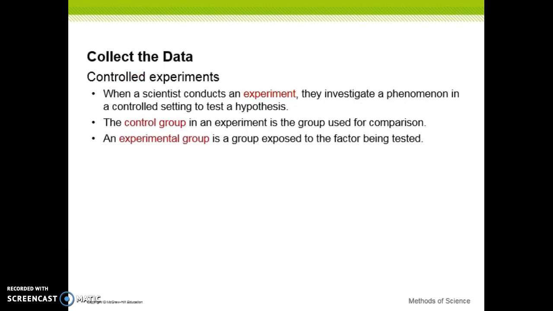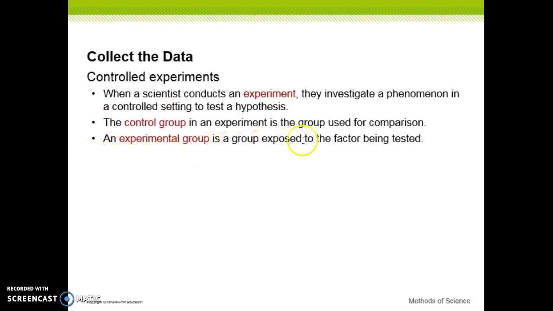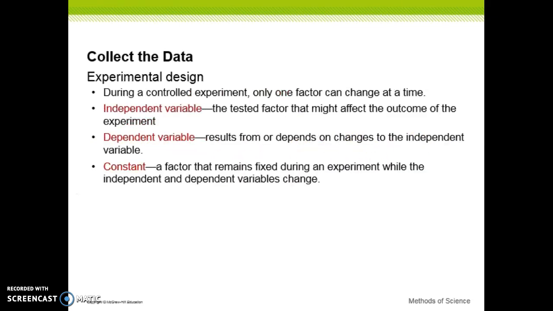So, collecting the data from controlled experiments. When a scientist conducts an experiment, they investigate a phenomenon in a controlled setting to test a hypothesis. The control group in an experiment is the group used for comparison. An experimental group is a group exposed to the factor being tested. Before I go any further, this part right here, exposed to the factor being tested, let's talk about that. We're talking about variables here, okay?